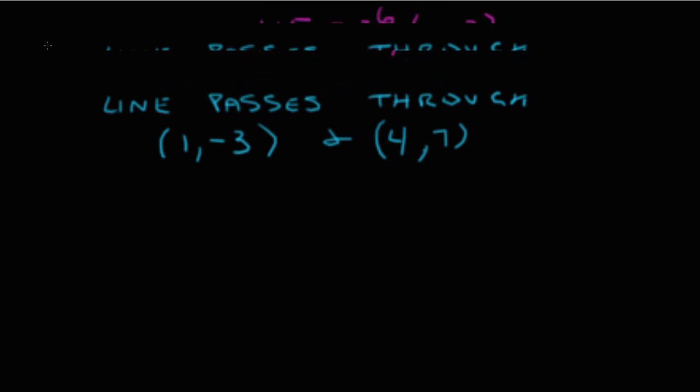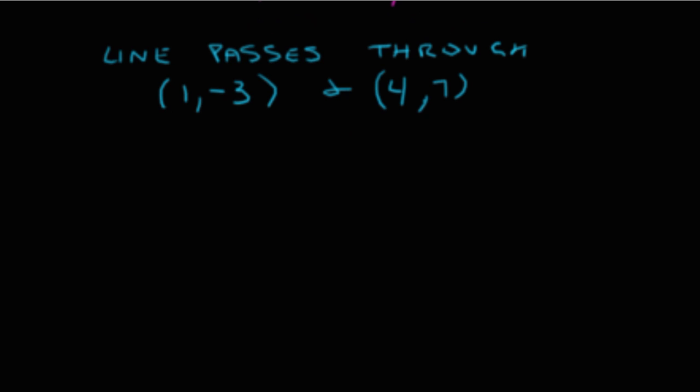All right, so to find the equation of this line, what we don't know is anything. We don't know the slope, and we don't know the intercept, which are 2 things that we're going to need if we want to write it in the slope-intercept form.